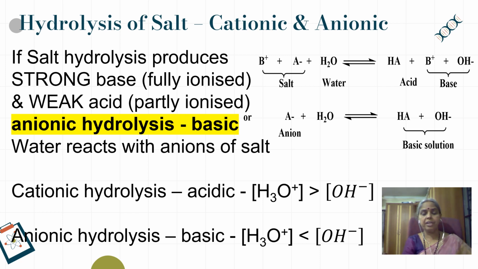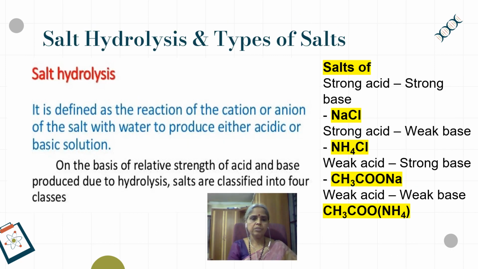Now let us see the different types of solutions that are obtained due to salt hydrolysis. There can be 4 types of salts, and due to the hydrolysis of such salts, what kind of solutions do we get? Let us see. So what is salt hydrolysis? So far we have learnt salt hydrolysis is the reaction of the cation or anion of the salt with water to produce either acidic or basic solution.